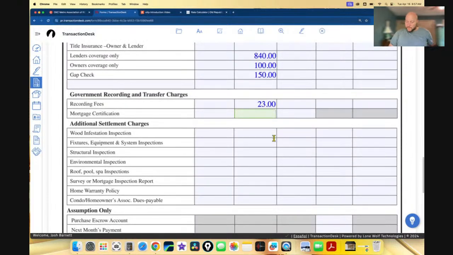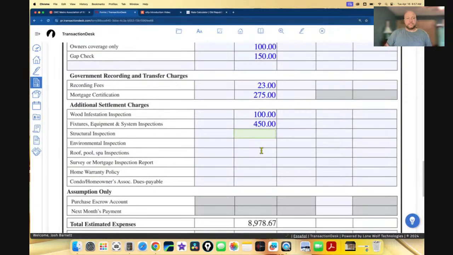Mortgage certificate, I'm going to go ahead and put $275 because it's rural. If they're getting a termite inspection, I'm going to put $100 on a termite inspection. That's typically the going rate where I'm at. A home inspection, $450 for rural properties, USDA loan, rural properties. I'm going to say $450 on a $170,000 house.